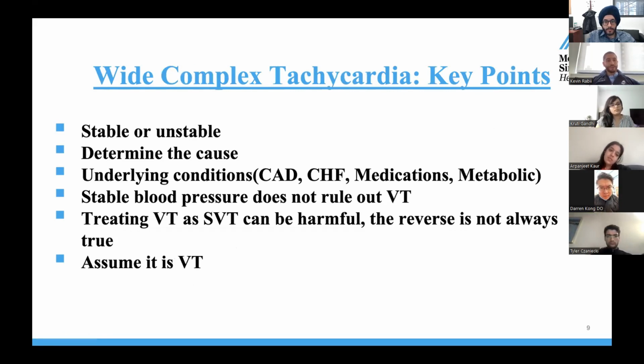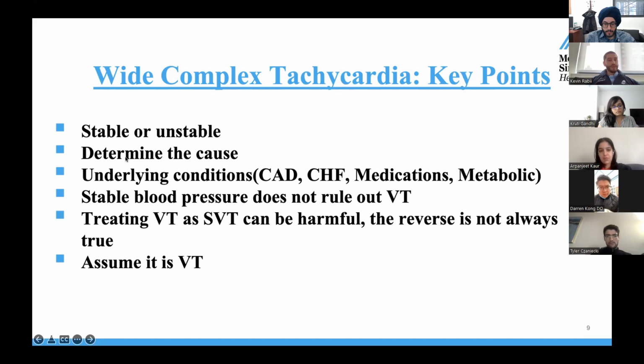Stable, unstable. You obviously try to determine the cause if there's something obvious. You want to know, is there any underlying structural heart disease, any offending medications or metabolic derangements? Important point, a normal blood pressure does not in any way rule out VT. Obviously, most of the time, these patients will eventually become hypotensive, but a normal pressure does not necessarily mean it's not VT.